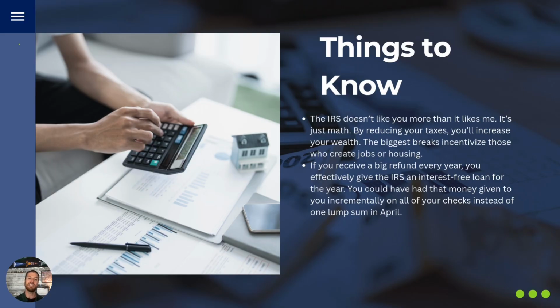In this class, I'm teaching you how to, for the way that I would say it, thrive in the middle class. However, if you're someone that wants to really change the trajectory of your financial family history and tree, the biggest breaks are incentivized for those that create jobs, meaning business owners, and those that create housing, meaning investors that purchase homes. If you receive a big refund every single year, you effectively gave the IRS an interest-free loan for the entire year. You could have had that money given to you incrementally on all of your checks instead of one lump sum payment in April.